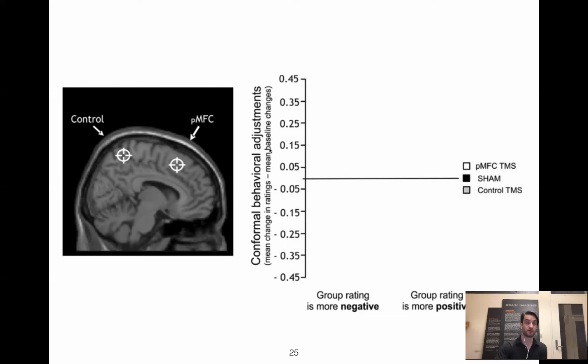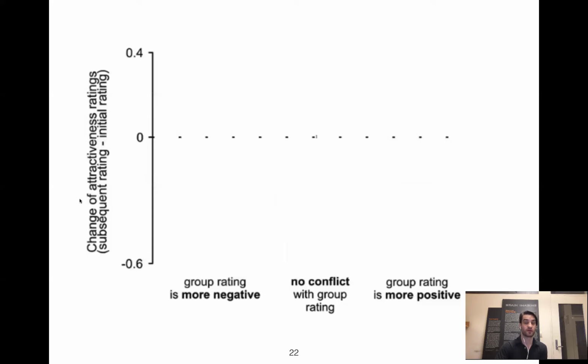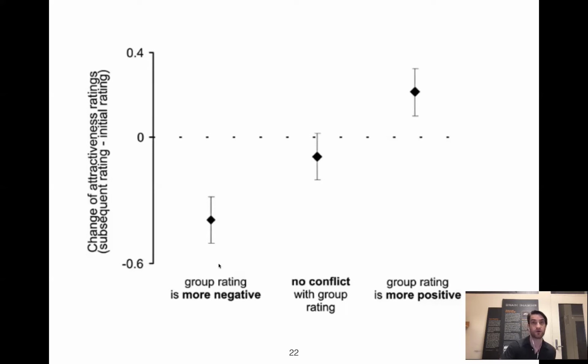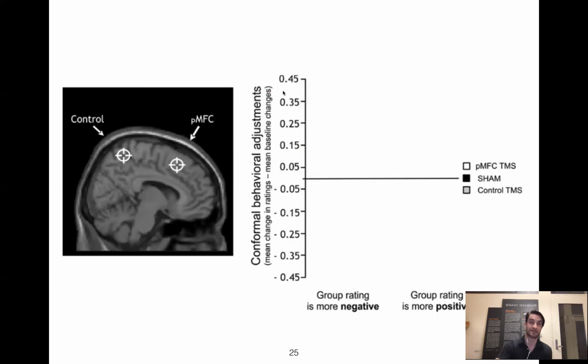Okay, so these behavioral adjustments that we're talking about here on the vertical axis are the exact same ones we were looking at a second ago, when we were talking about how you're going to rate a face a second time. You're going to say the second time that a face is either more attractive or less attractive. Same exact paradigm, same exact situation. And that's what we're now doing on the vertical axis here.